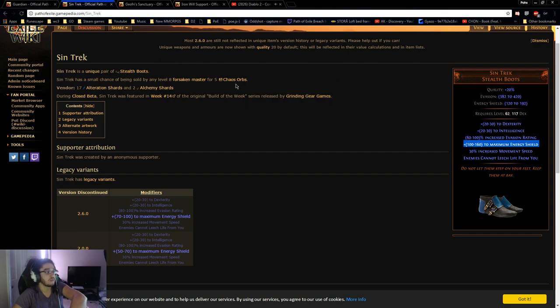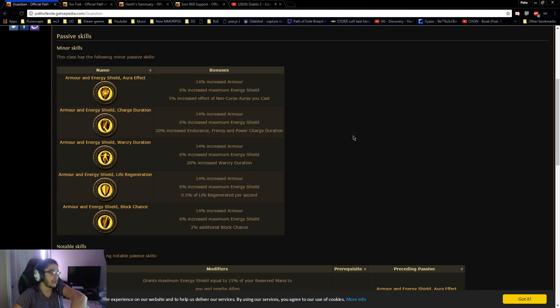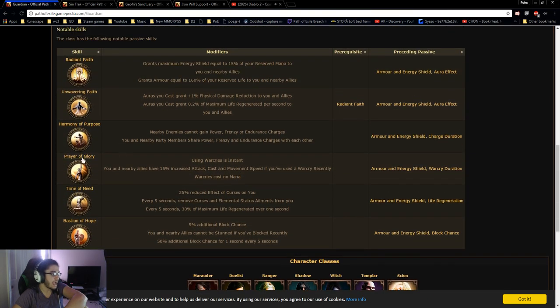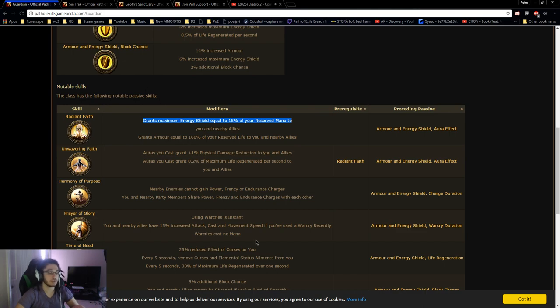And then the last one I want to go over is the Guardian subclass, because the Guardian subclass has a buff called... which one is it here? Where's the mono one? Here we go. Radiant Faith grants maximum energy shield equal to 15% of your reserved mana. If you guys have followed any of my RF characters, you'll know I always do a little bit of a hybrid setup with mana at the beginning because it's a lot cheaper.